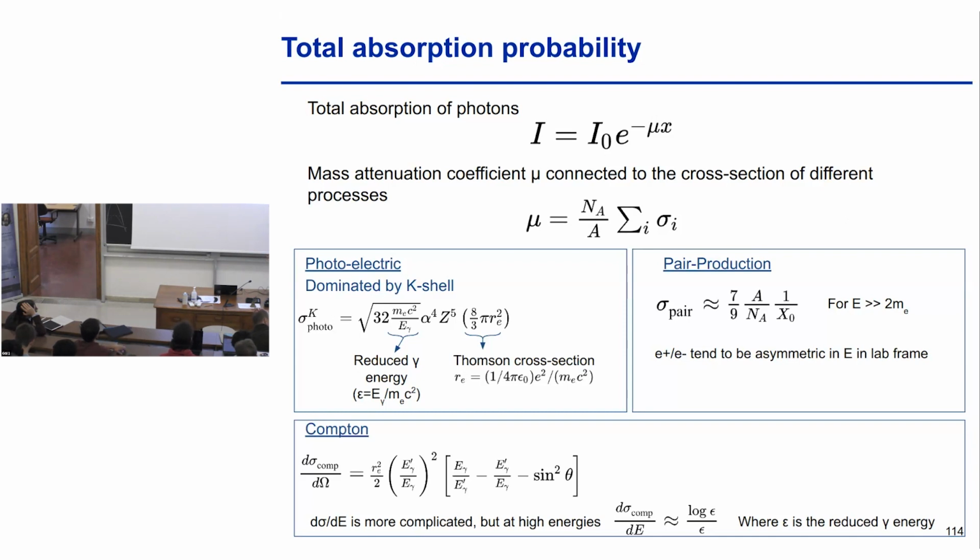For instance, for pair production you can see here the X0, which is the radiation length, the same radiation length we defined earlier. You see the photoelectric effect and the Compton effect, and they have different dependencies on energy and on the material. That already tells you that as the energy of the particle and the material properties change, which effect becomes more important will also change.